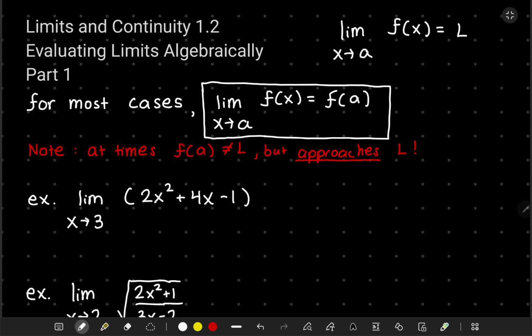This red section here says, note that at times, f of a might not equal L, right? There might be some error or there might be some problems, but it can approach L. We're going to discuss that later on, what that means.